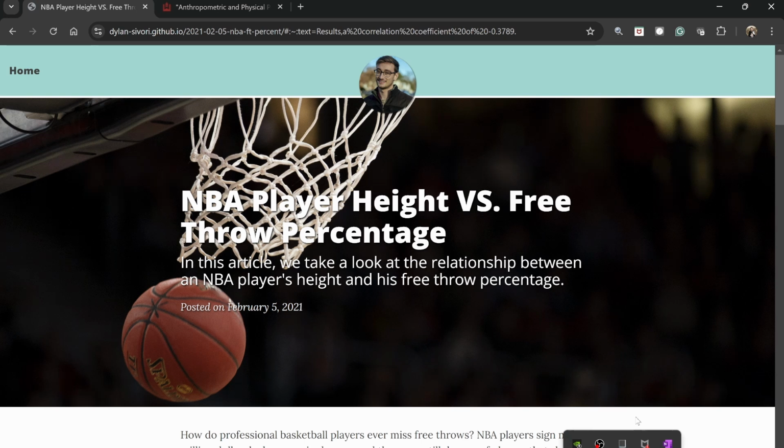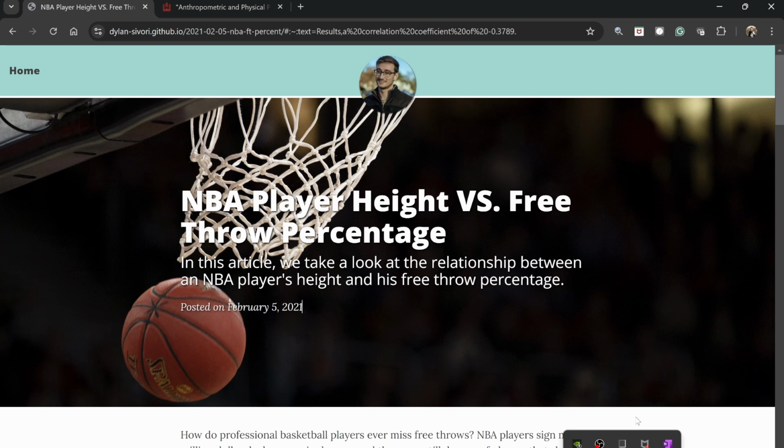Hello. In this video, I'll argue that there is a definite causal relationship between a player's height and his or her free throw performance. That is, when it comes to free throws, shorter players enjoy a natural advantage over taller players, an advantage that is of purely mathematical nature.